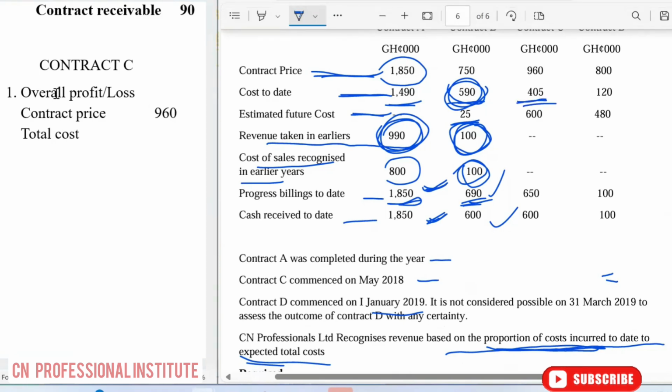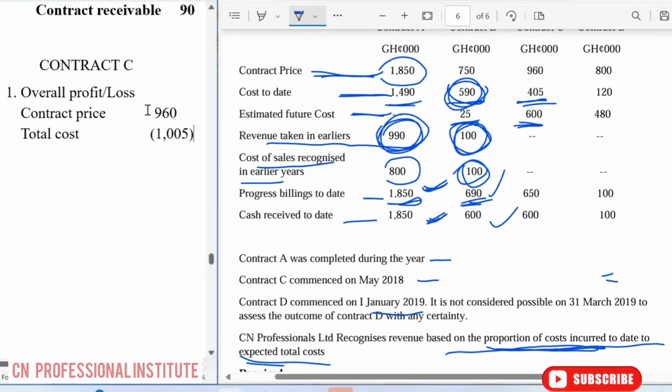405. Estimated future cost is what? 600. So when you put the two together, you get 1,005, if I'm right. Yes, I'm sure. 1,005 is our total cost.